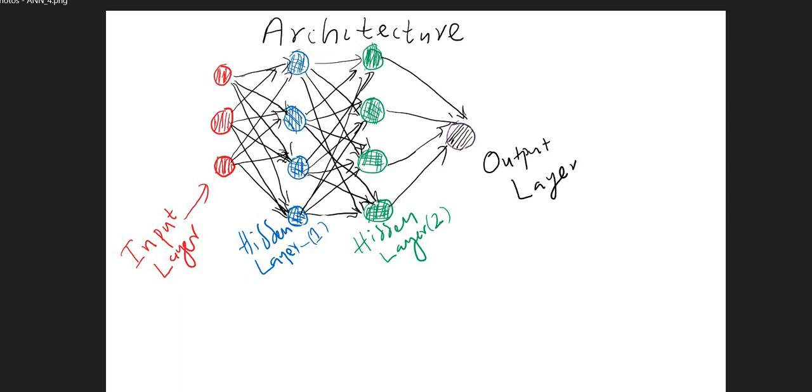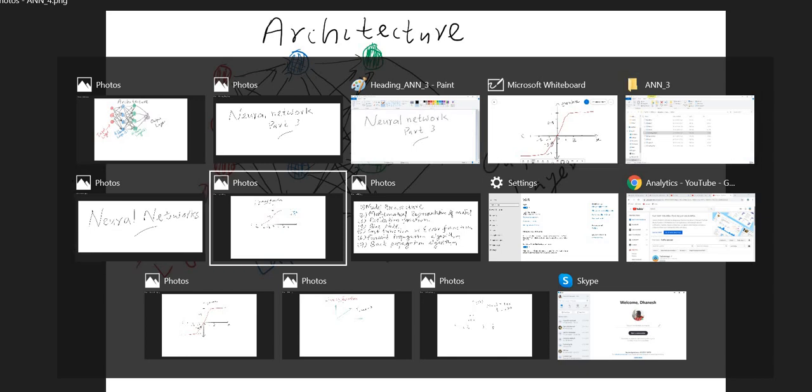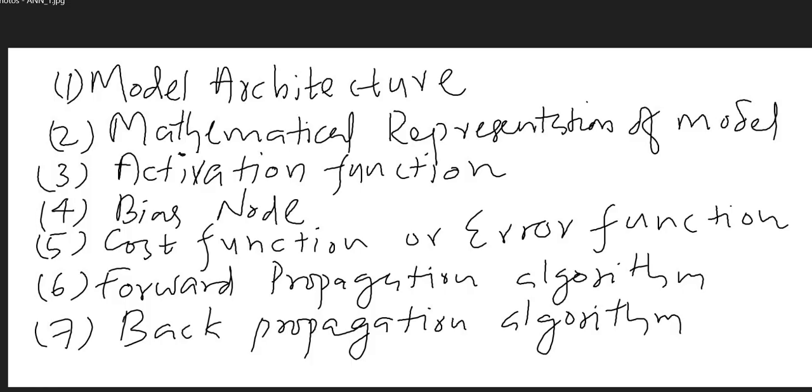All these things we have covered in the previous videos, and I told you that as part of the artificial neural network we would be covering model architecture. It's already done in the previous video. The mathematical representation of the artificial neural network is covered. So in this video I am going to cover the activation function and the bias node. These two sections will be covered in this video. Then the cost function, forward propagation algorithm and backward propagation algorithm will be covered in the coming videos.